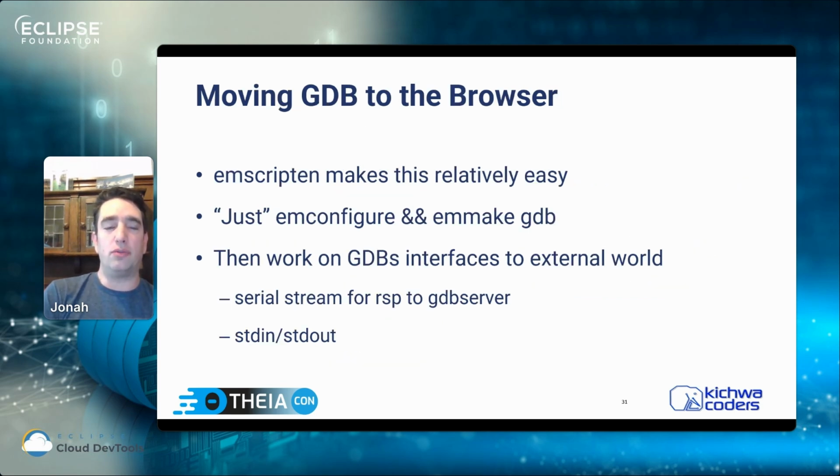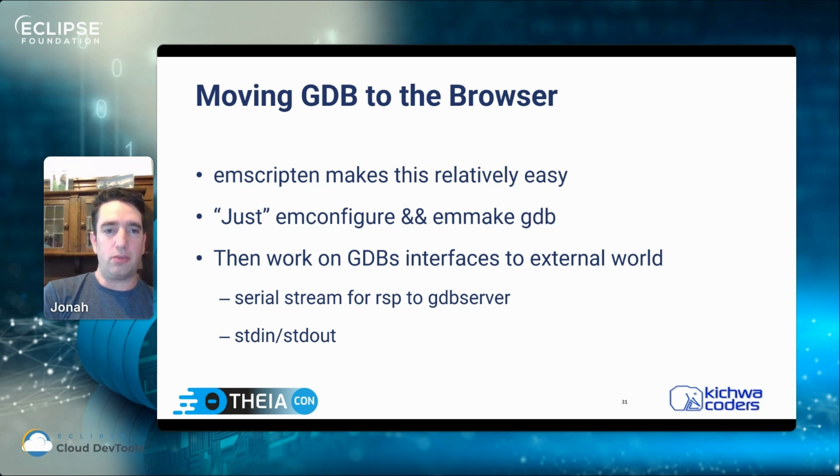So to do that move, we used Emscripten. That made it relatively easy. All we had to do was run the special configure and make wrappers, emconfigure and emmake, on GDB. But then we had to work on the interface to the external world. GDB expects to run on a POSIX or Windows type machine, and so we had to have different ways for that communication to happen.